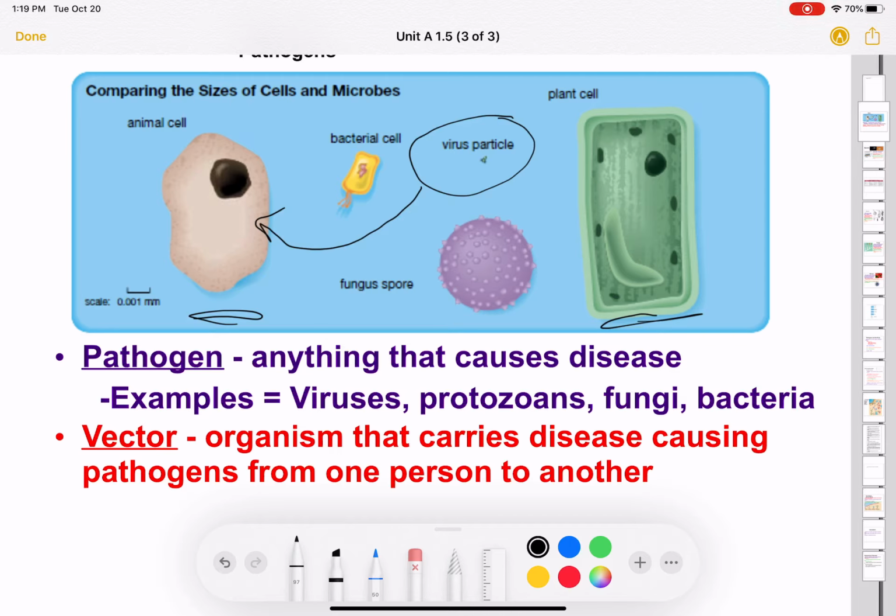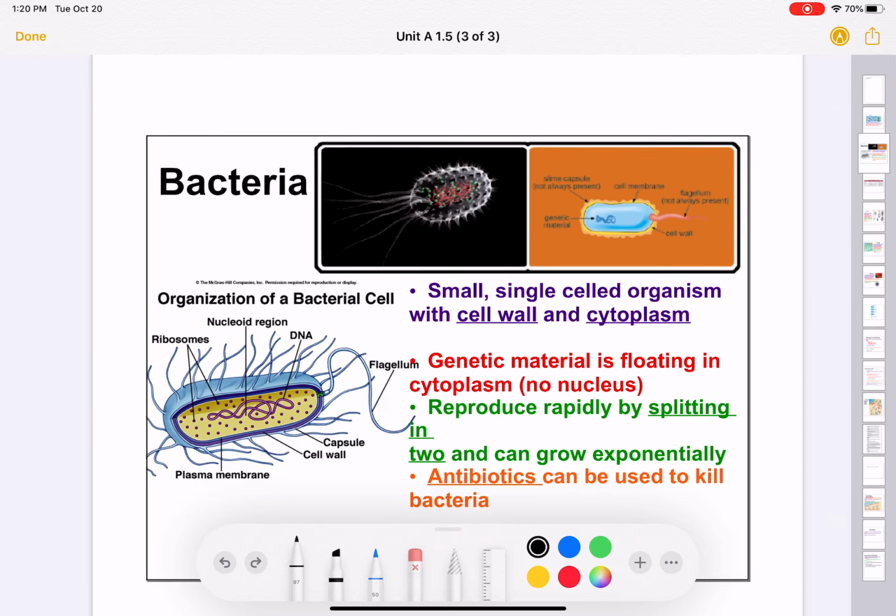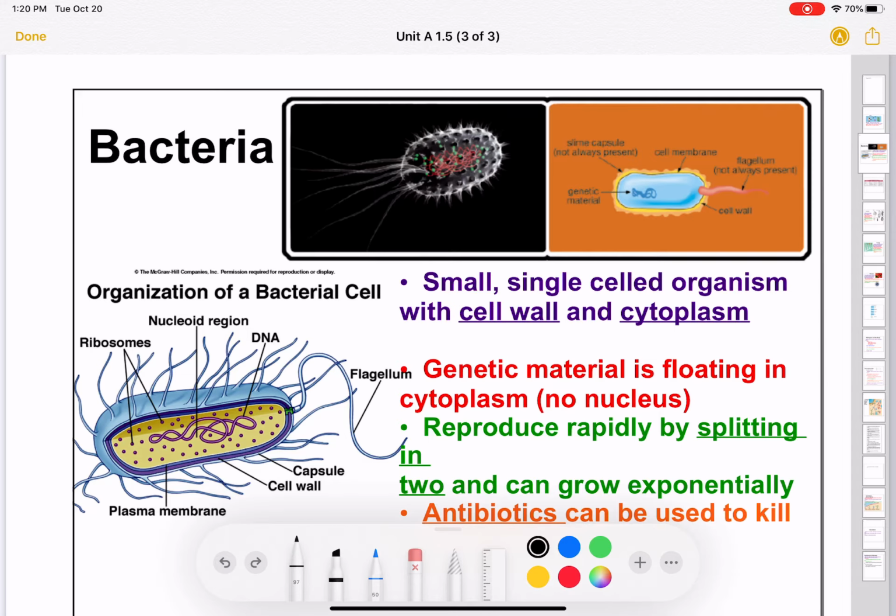So we got bacteria as the first one here. Bacteria are small, single-celled organisms with cell walls and cytoplasm. Their genetic material is floating in the cytoplasm, and they reproduce rapidly by splitting in two, or can grow exponentially. And antibiotics are something that can kill bacteria. So if you look at this picture right here, this is what a bacterial cell might look like.